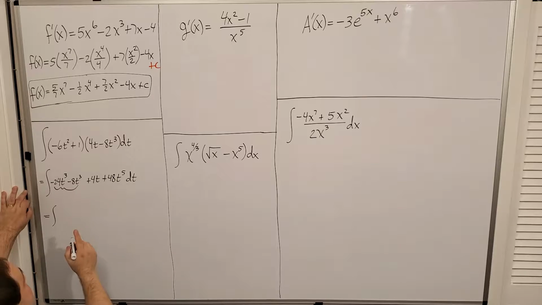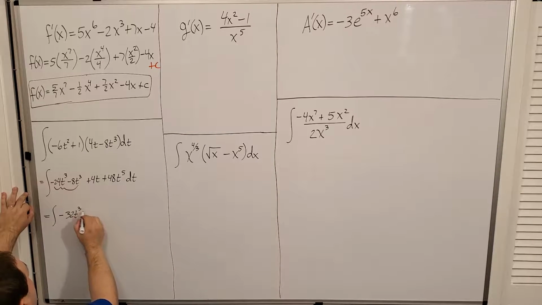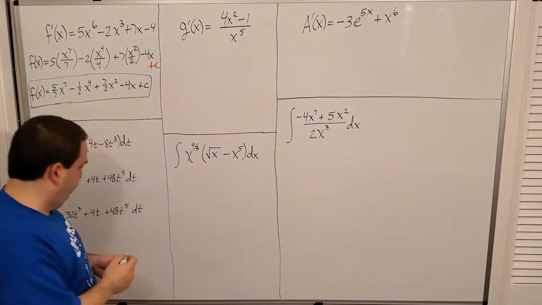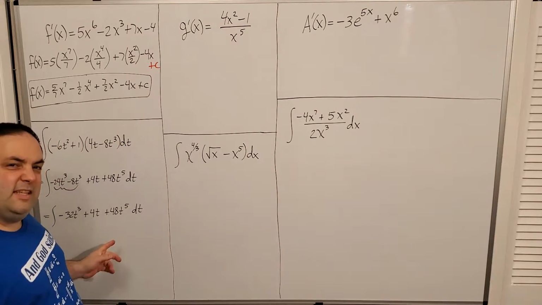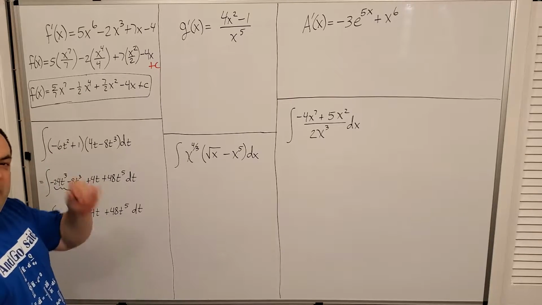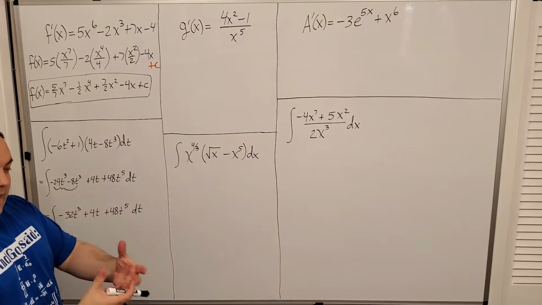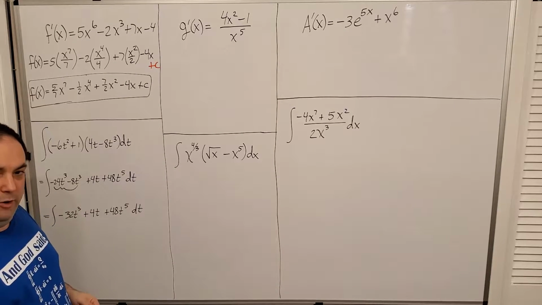Notice I have not done any calculus yet. So minus 32t to the 3rd plus 4t plus 48t to the 5th dt. Do you notice something different here for just a moment? It's a t, right? Not an x. It's okay because the integral comes packing its own control variable.